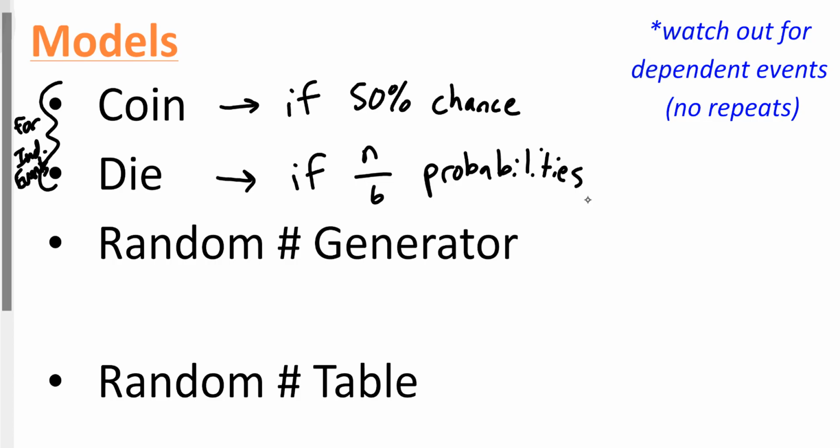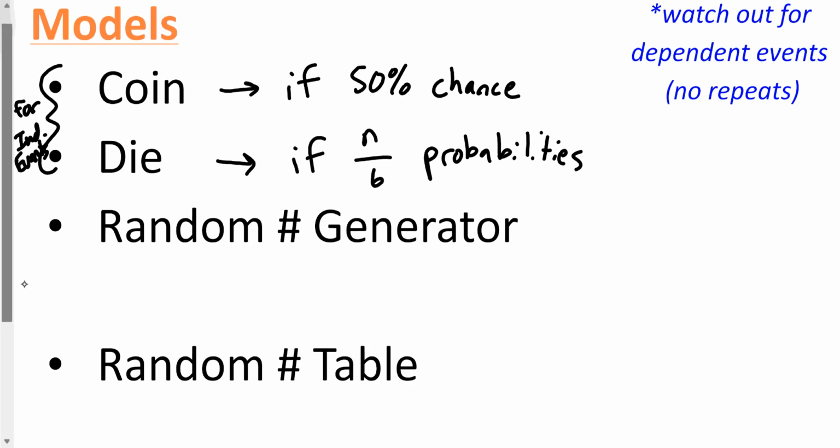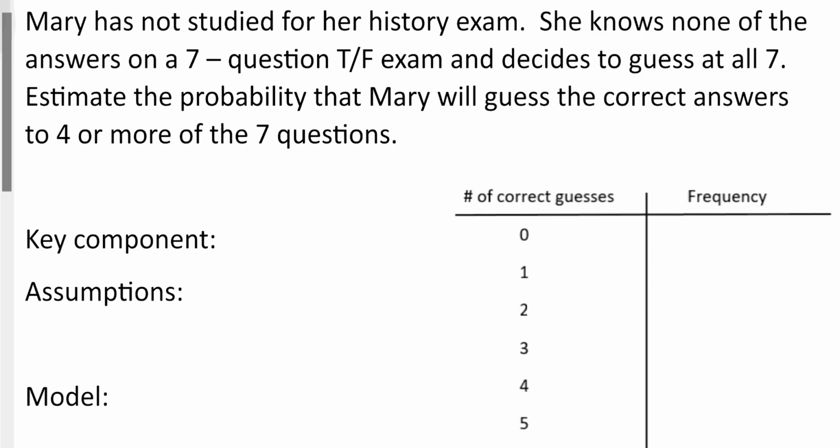A random number generator is going to be a big one. We just have to define how we're using it. And we'll get into a random number table probably in the next lesson. But those are the main ones that we'll use. All right? So let's get into our first situation here.